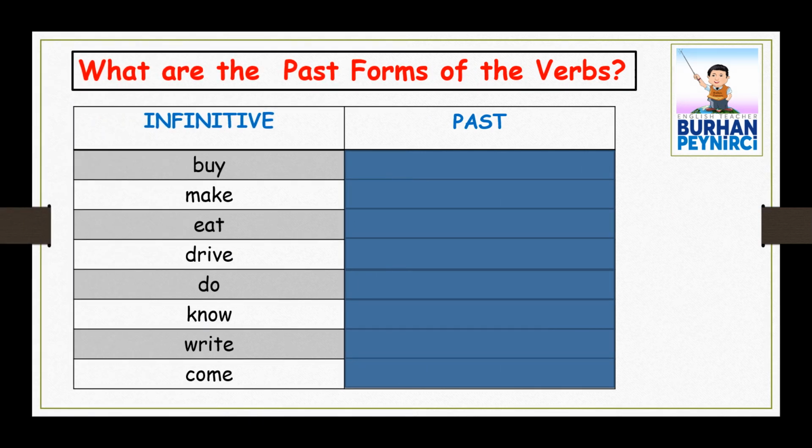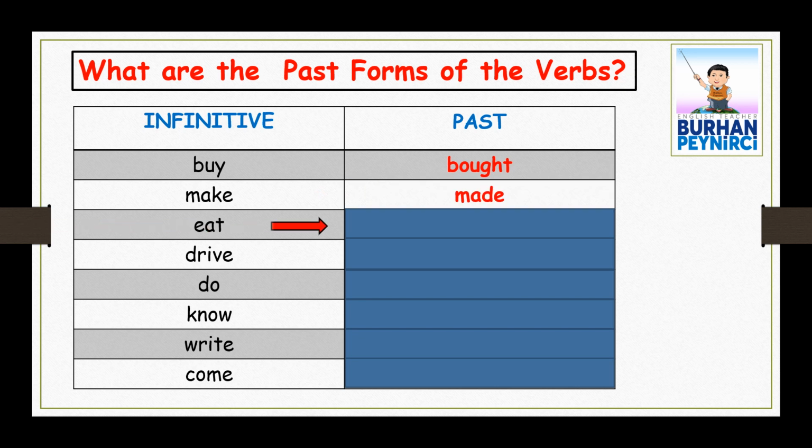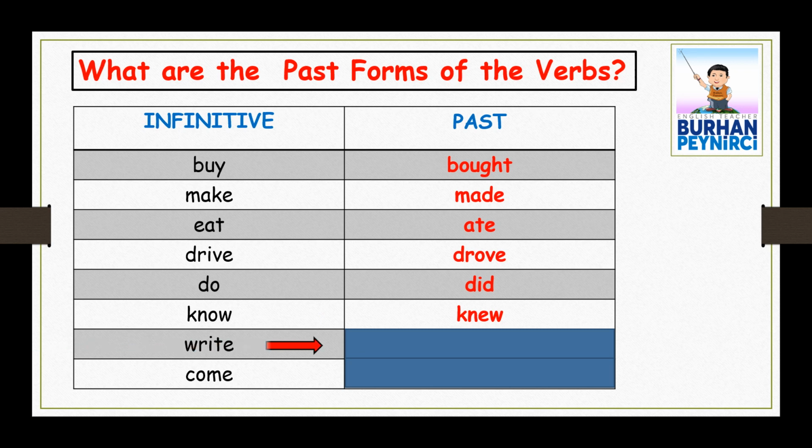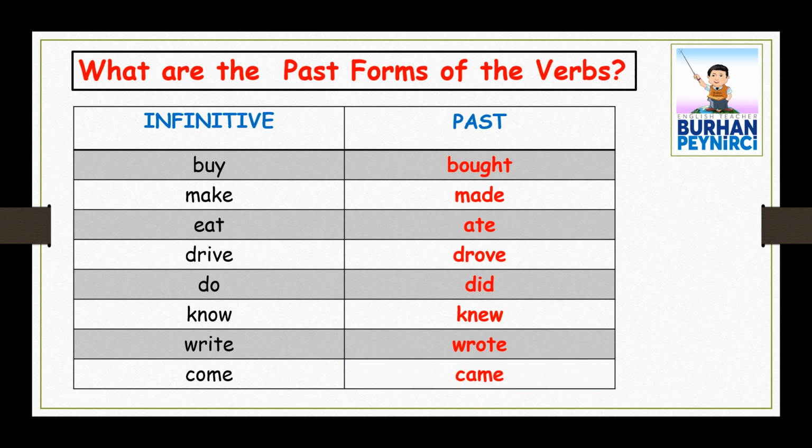What are the past forms of the verbs? Buy. Bought. Make. Made. Eat. Ate. Drive. Drove. Do. Did. Know. Knew. Write. Wrote. Come. Came.